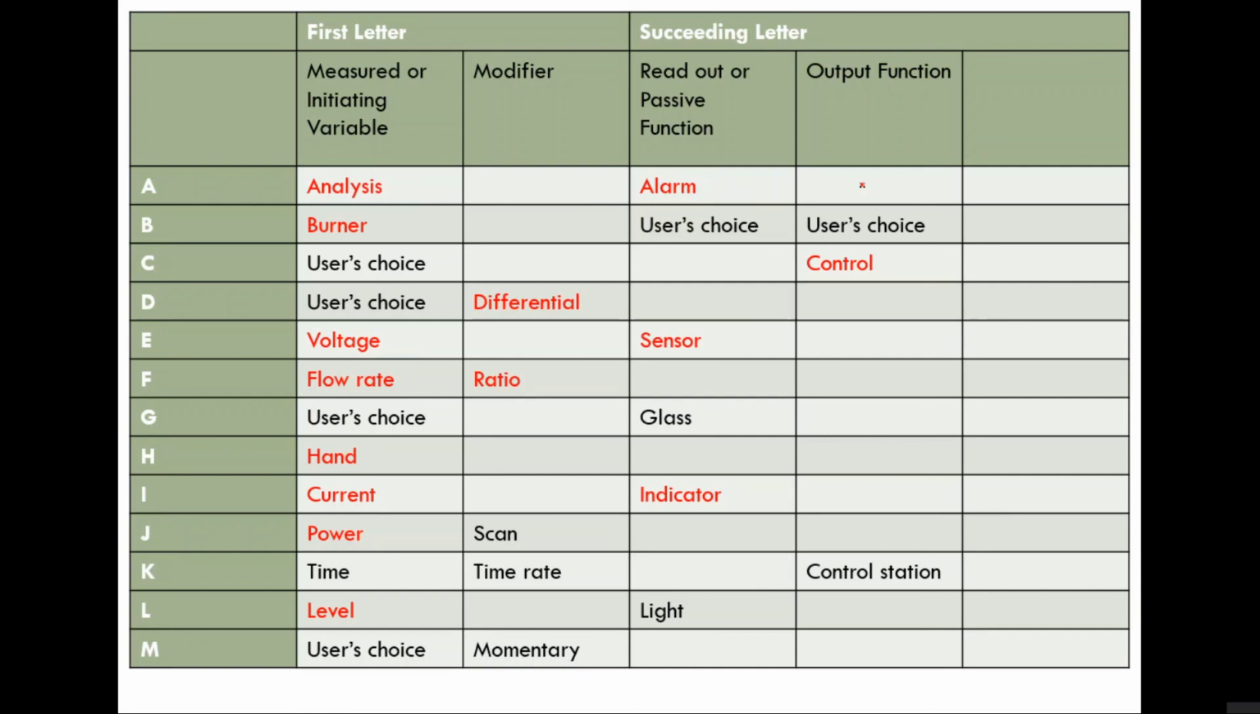So control, the first and most important one, is control. For that purpose C is used. I already mentioned that. C for control. That is the output purpose. So C for control. This is very important. Please note it. C for control. Okay.